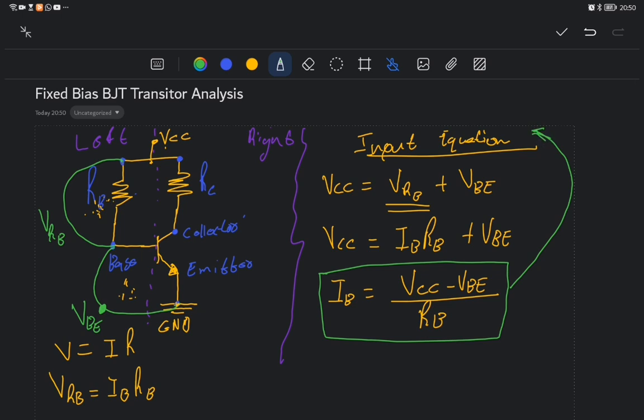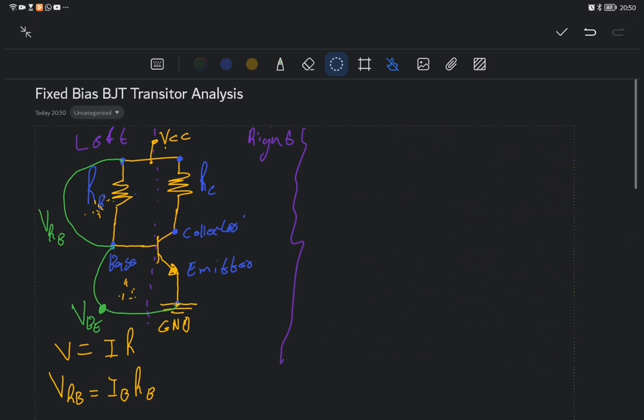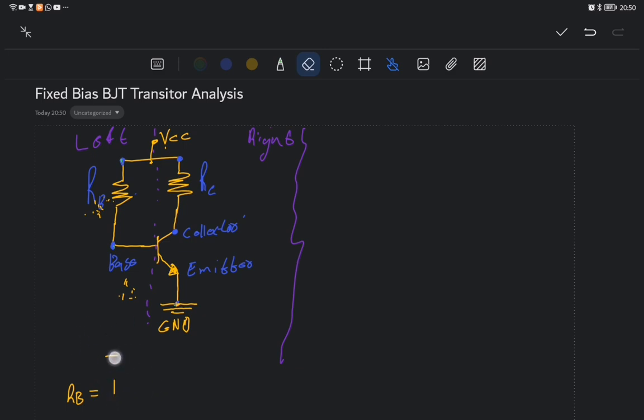So let's introduce the output equation. We're going to do the same thing. I'm going to erase this just to create space for ourselves. Now remember I said that the output equation will be on the right hand side, right? So let's write the output equation.